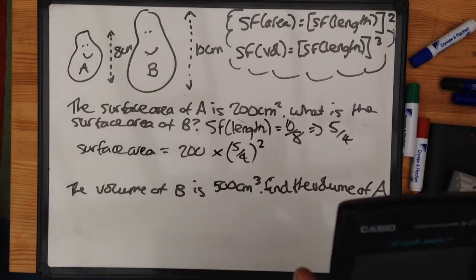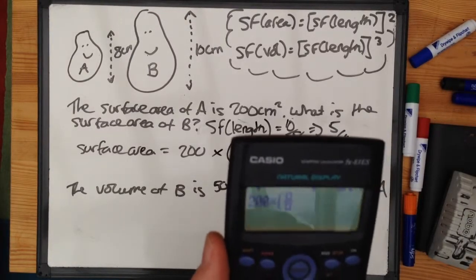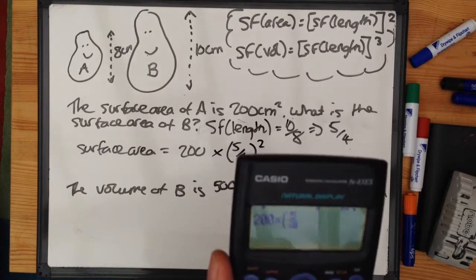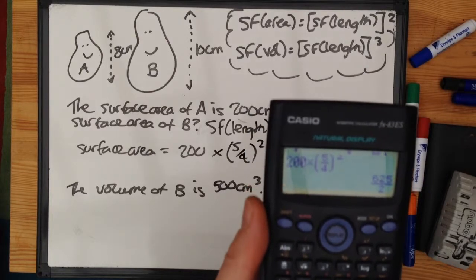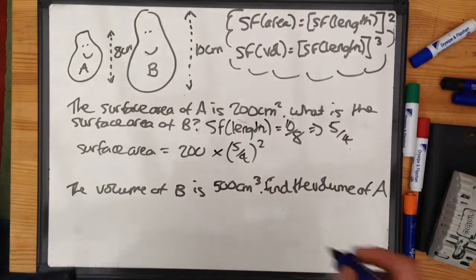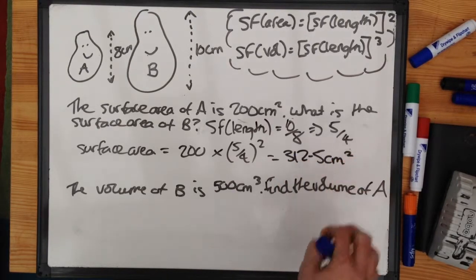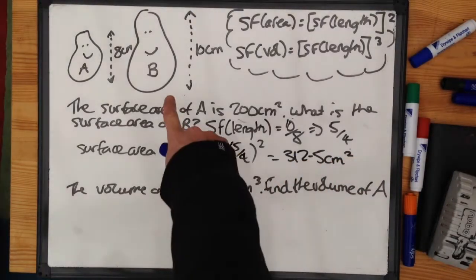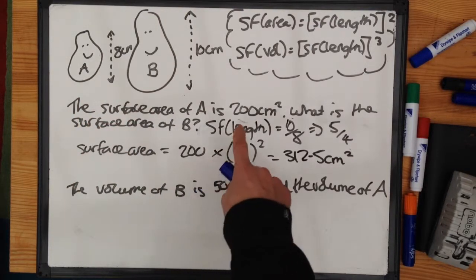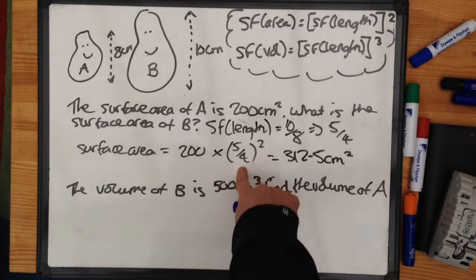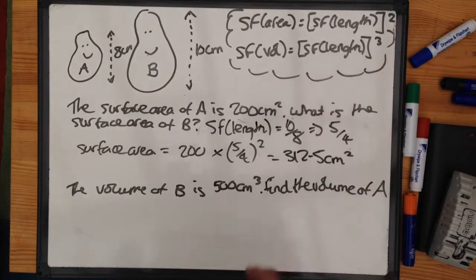So we've got 200 times by open brackets 5/4 close brackets squared equals, gives us that, if we want it as a decimal, press the SD button, 312.5 centimetres squared. Same idea for the volume, but we're going from the big shape to the smaller shape. So rather than multiplying by the scale factor, we'll be dividing, and rather than times by the scale factor for length squared, because it's a volume, it'll be cubed we're dealing with.